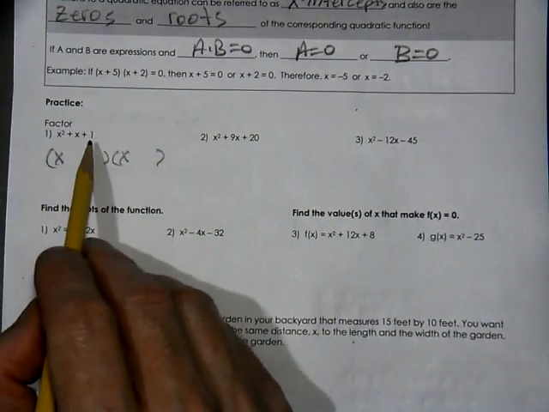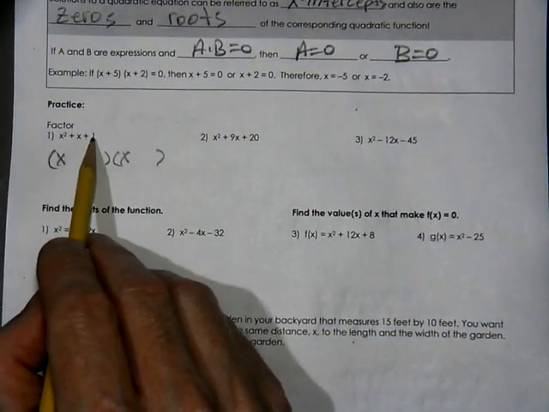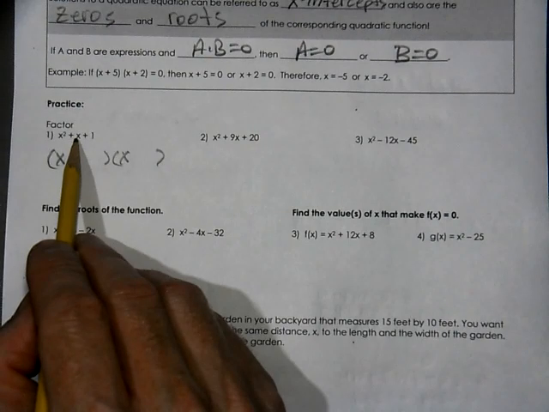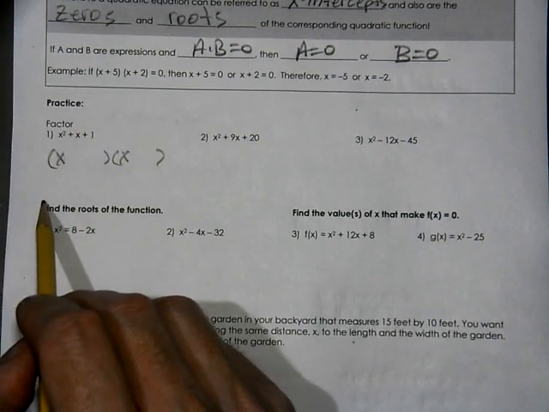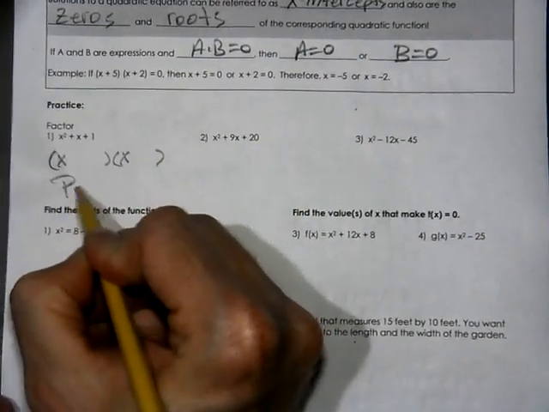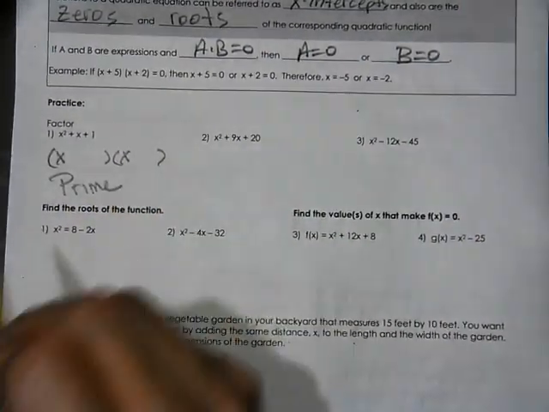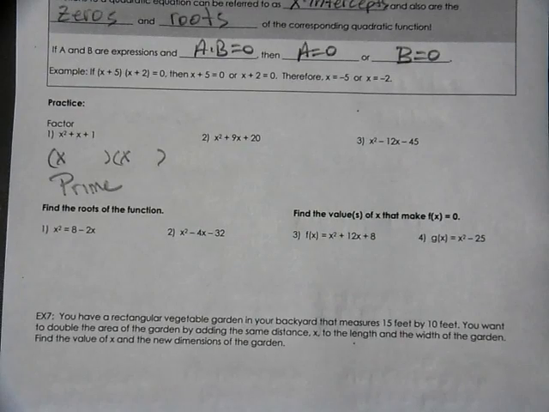Oh, look at this one. What multiplies to be 1 but adds to be 1? Nothing does. So this would be called prime. It's not factorable. This quadratic is considered prime because it's not factorable.